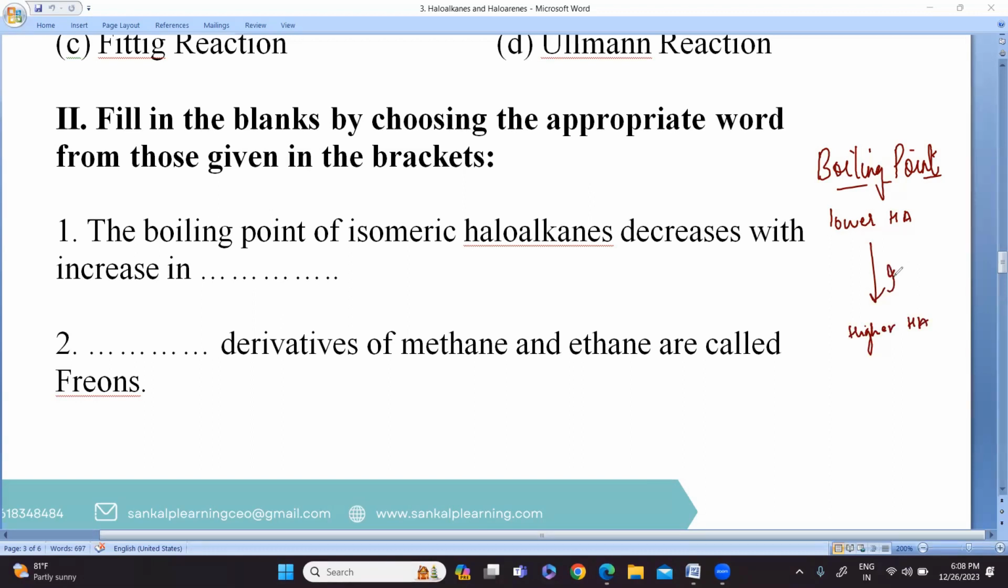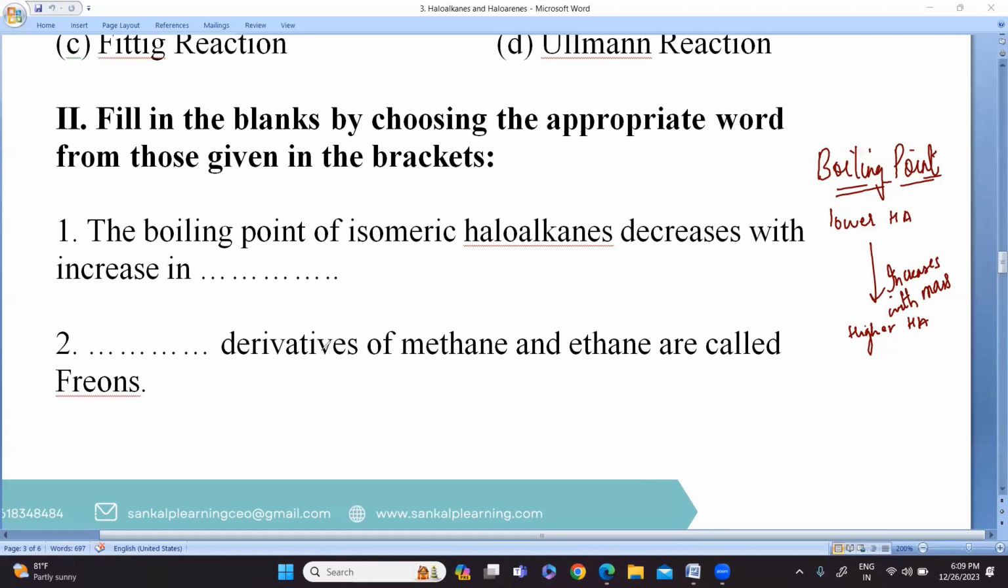Why does the boiling point increase? Because with the increase in mass. As you go from lower to higher, the mass of the haloalkane increases, so the boiling point also increases. Remember this. Now, what will happen to the boiling point of isomeric haloalkanes? What do you mean by isomeric haloalkanes? Yes, students, what do you mean by isomeric haloalkanes?